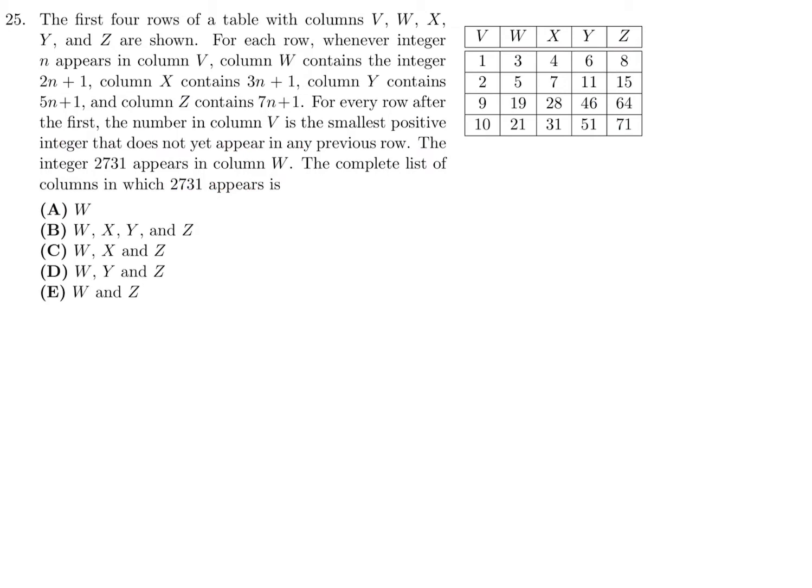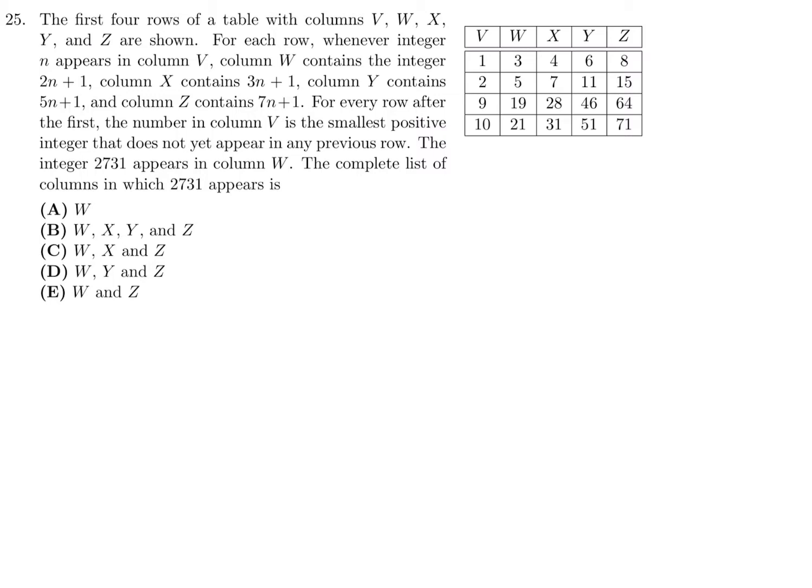The first 4 rows of a table with columns V, W, X, Y, and Z are shown. For each row, whenever an integer n appears in column V, column W contains the integer 2n plus 1. Column X contains 3n plus 1, Y contains 5n plus 1, and Z 7n plus 1. For every row after the first, the number in column V is the smallest positive integer that does not yet appear in any previous row. The integer 2731 appears in column W. The complete list of columns in which 2731 appears is.